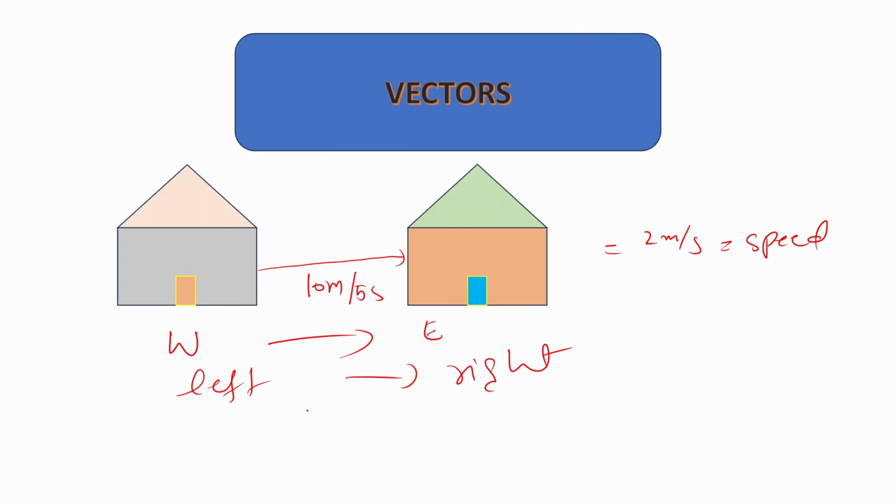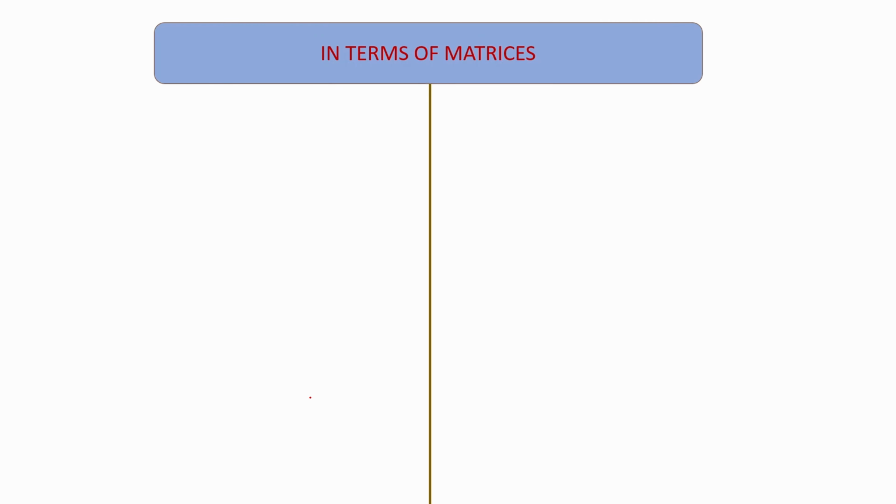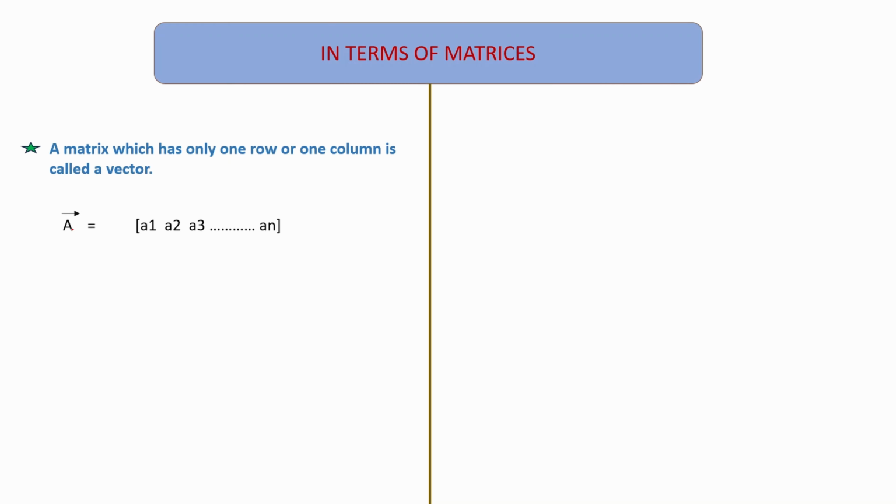Now let's define vectors in terms of matrices. Now in terms of matrices, a vector is a matrix which has either one row or one column, and these vectors in terms of matrices can be represented using uppercase letters with an arrow on top. As you can see, we have an uppercase letter A which has an arrow on top, and then we have a vector here which has n number of elements and it has only one row. Likewise, we have another example here, vector B, which has only one column. As you can see, it has only one column and it has many number of rows.